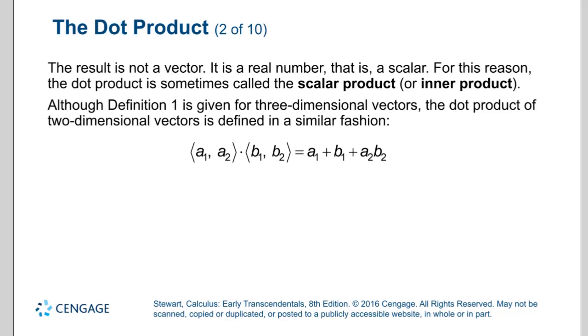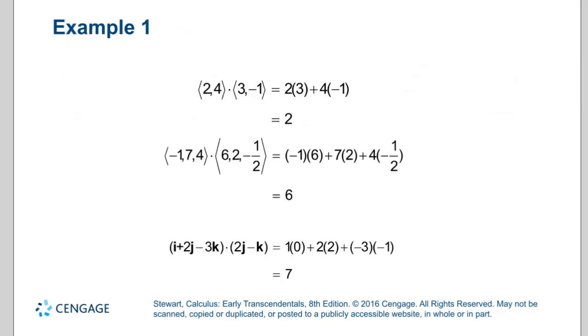So let's look at an example of how it's actually done. We've got (2, 4) and (3, -1). So we do 2 times 3, and then 4 times -1, and we add those together, and you get 2. Notice it does come out to be a single number, not a vector. Looking at the next one, we have -1 times 6, 7 times 2, and 4 times -1/2. Add those together, and we get 6.